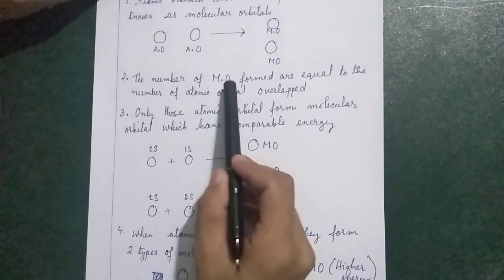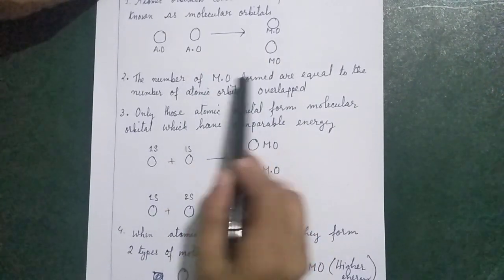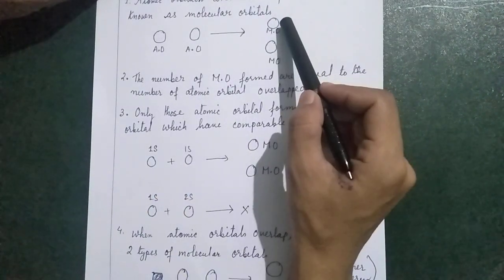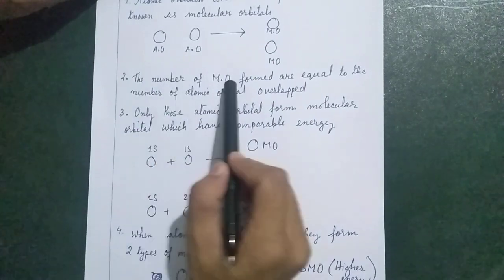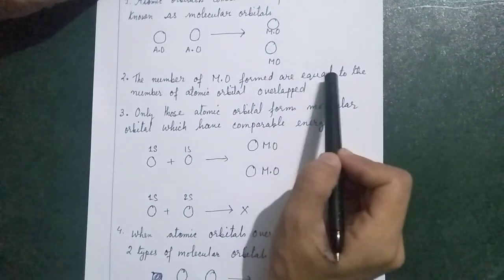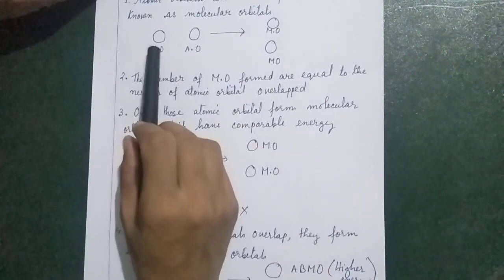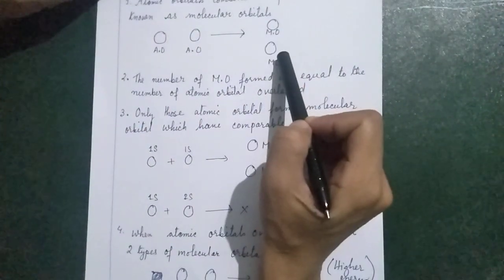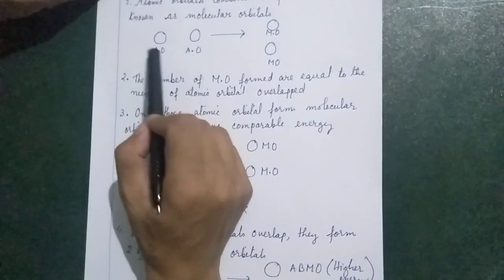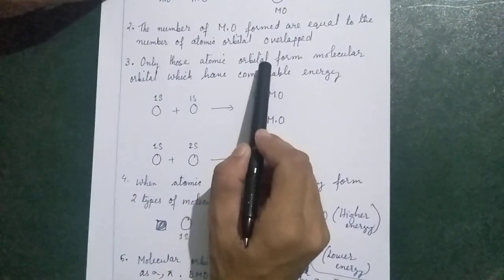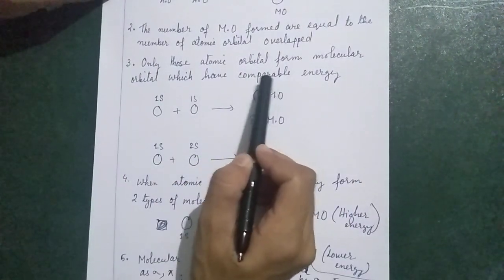Second point, the number of molecular orbitals formed is equal to the number of atomic orbitals overlapping. Here, how many atomic orbitals do we have? 2. And how many molecular orbitals are formed? Here it is 2. As we have taken 2 atomic orbitals, we are going to form 2 molecular orbitals. That means however many atomic orbitals we take, that many molecular orbitals we form.